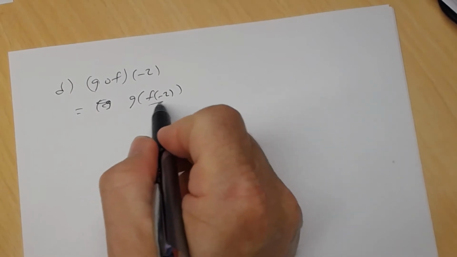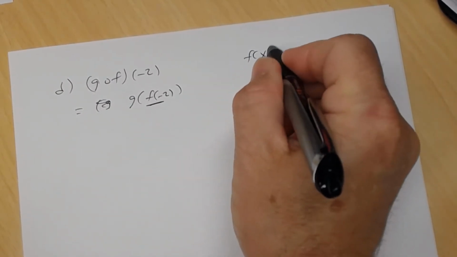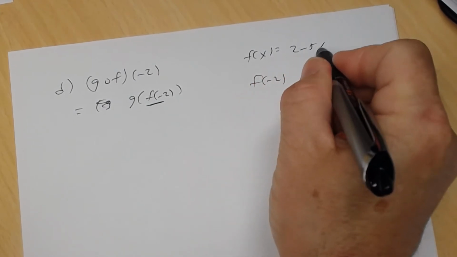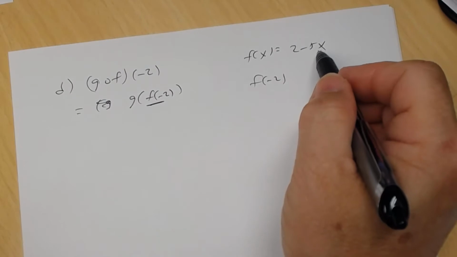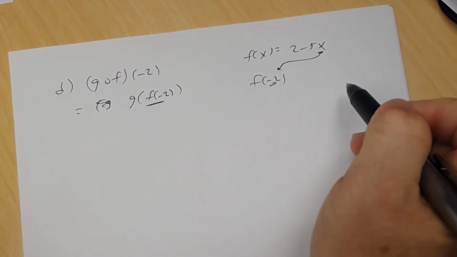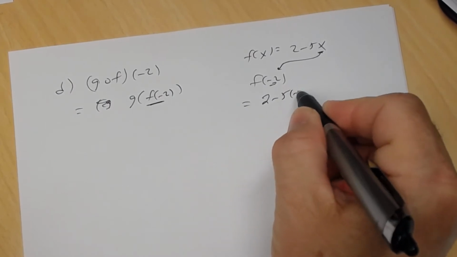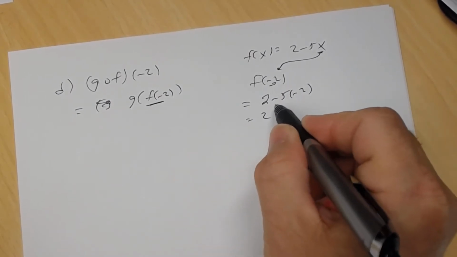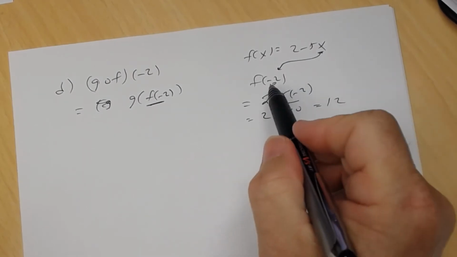So I'm going to my function f. And f of x, remember, was 2 minus 5x. Where we see the variable x, I'm going to substitute negative 2. So this becomes 2 minus 5 times negative 2. So that's 2, and then this is positive 10, so I get 12. So f of negative 2 is 12.